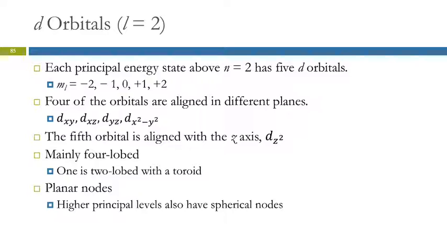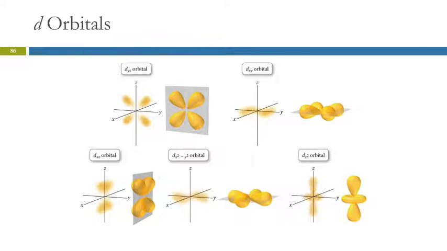D orbitals, there's 5 d orbitals in a given sublevel, the d sublevel. 4 of them are aligned in different planes, and then the 5th one is aligned with the z-axis, and that one's called dz squared. 4 of these are 4-lobed, and 1 is 2-lobed with a toroid. These guys are trippy. So these kind of look like double p orbitals, don't they? But they're arranged in space differently.